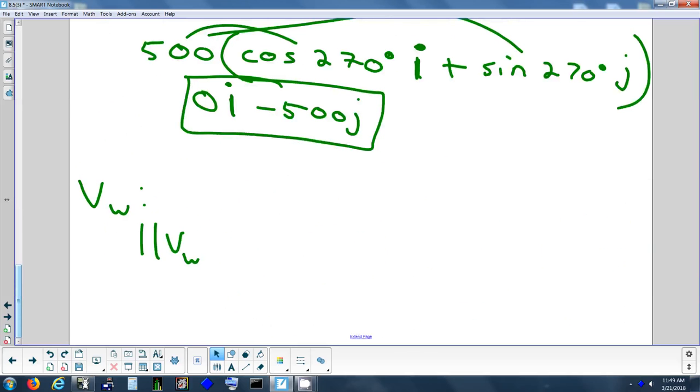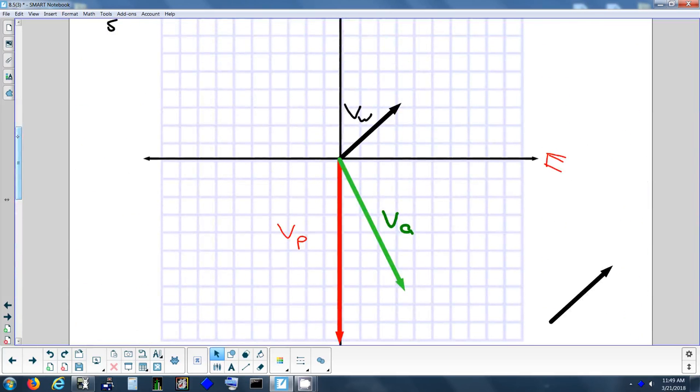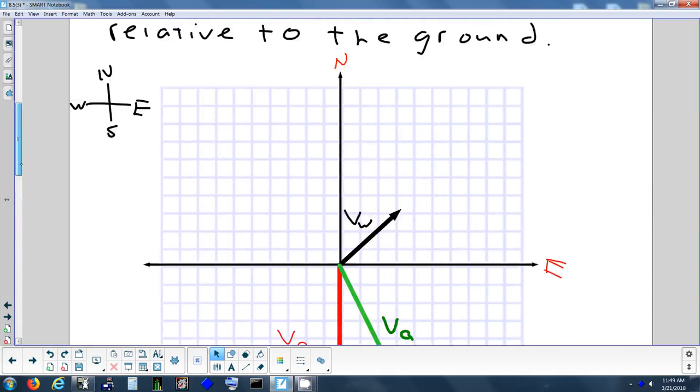Find the magnitude of the wind. Find the angle of the wind. Magnitude is pretty straightforward. How fast is the wind blowing? 80 miles an hour. Now the angle. Anyone think they know what the angle is? The wind is blowing exactly northeast. Exactly. Yep. 45. It's 45.